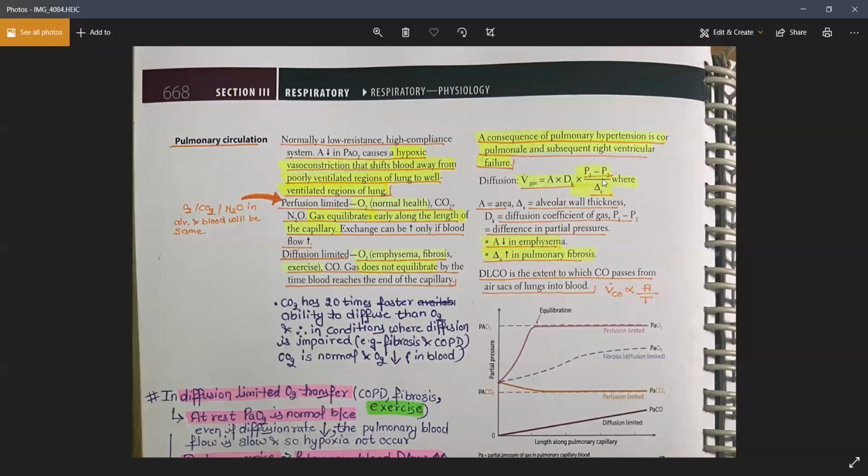If you change the thickness of the membrane, that means if you have a fibrosis, which increases the thickness of this membrane, you will have less diffusion. And similarly, if you get thinning of this membrane, you will get more diffusion. So in case of emphysema, where the area is decreasing, you will get less diffusion. In case of pulmonary fibrosis, the thickness of the membrane is increasing, and again you will get less diffusion.